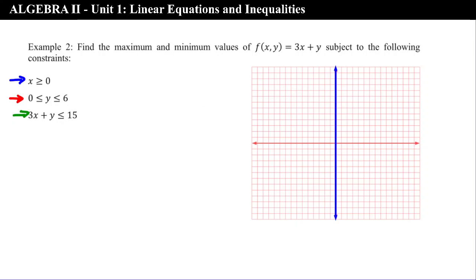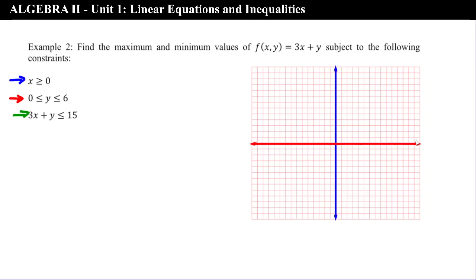All right, so now for the second one, we have a compound inequality. We have 0 is less than or equal to y, which is less than or equal to 6. So let's read the first side by itself. We got y is greater than or equal to 0. So we know that this is going to go along the x-axis.